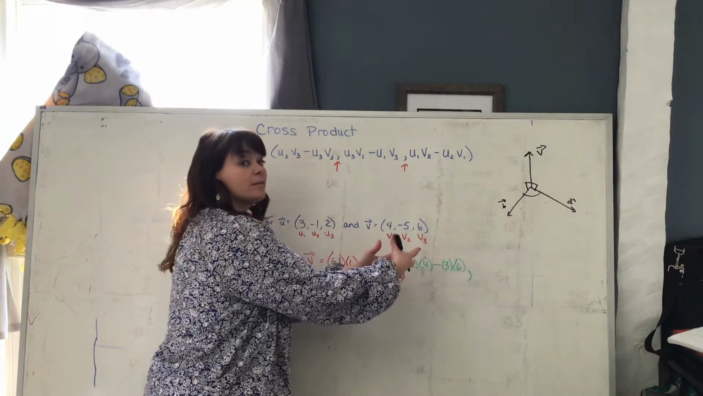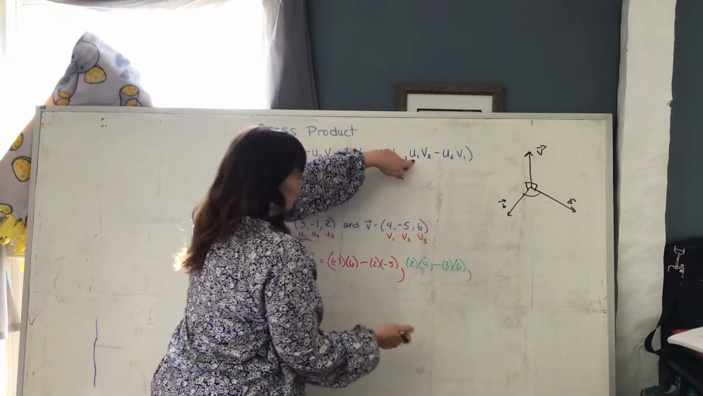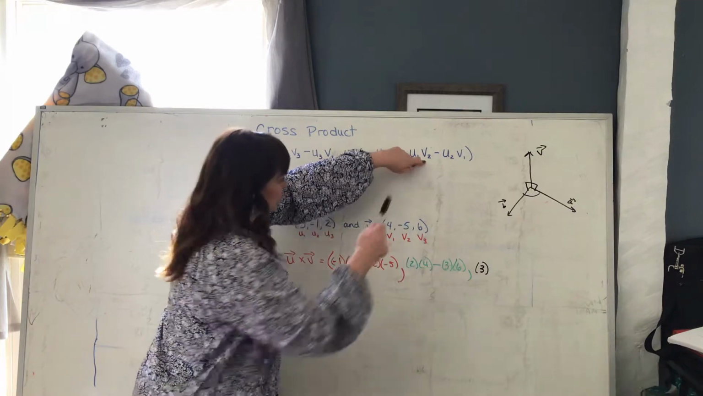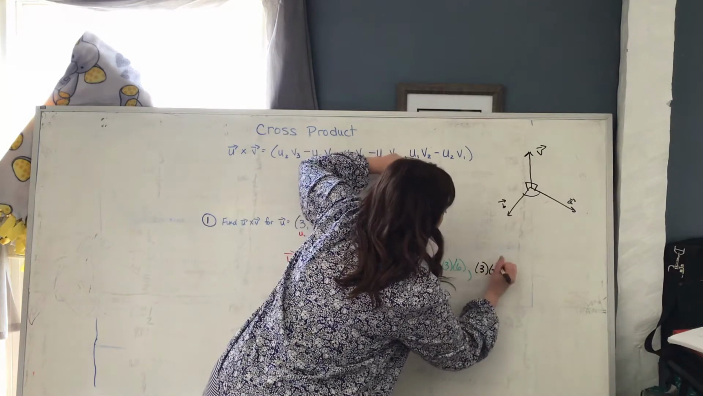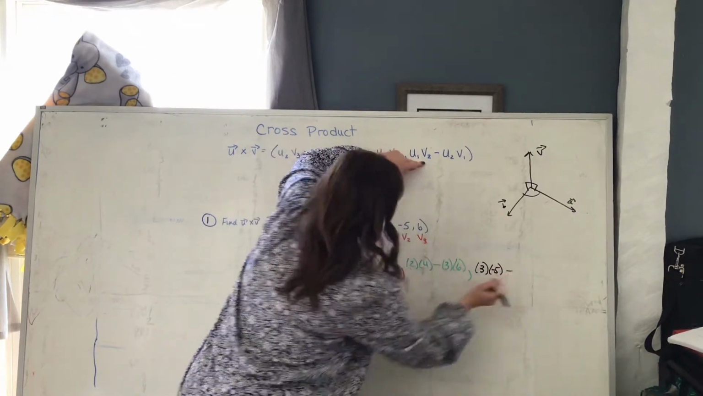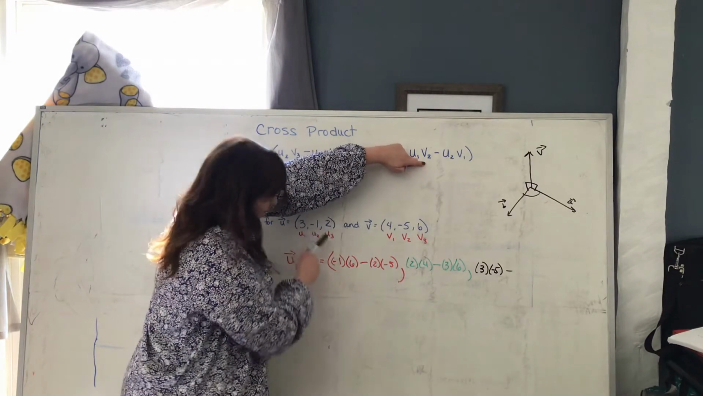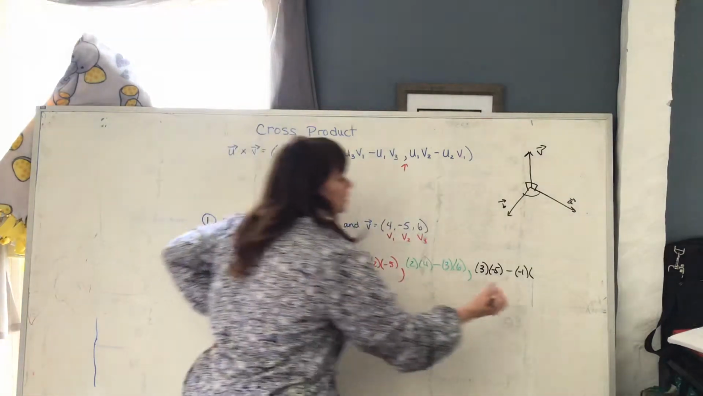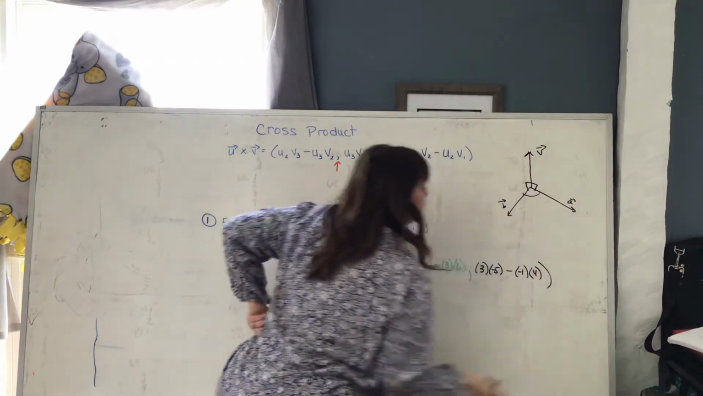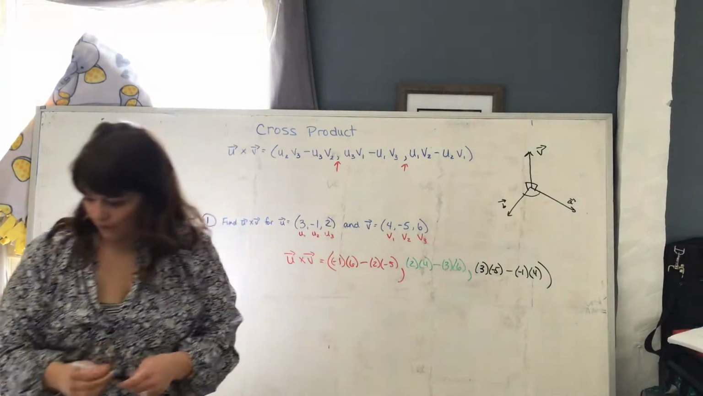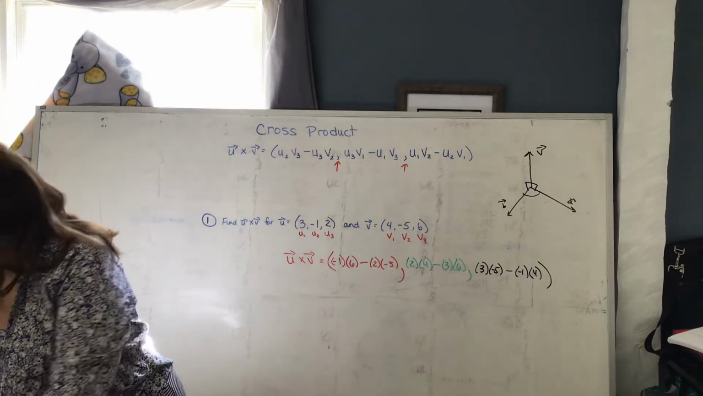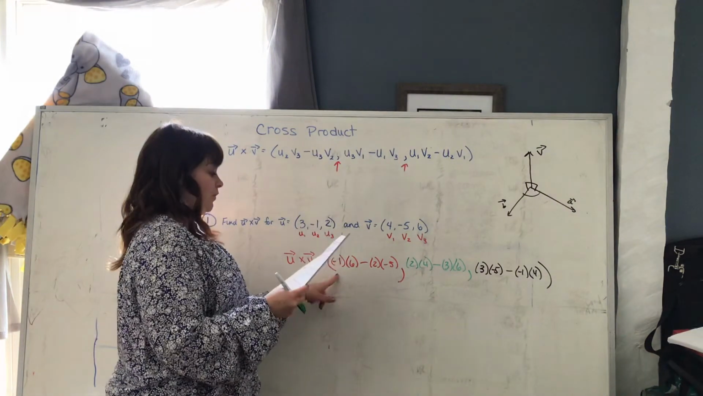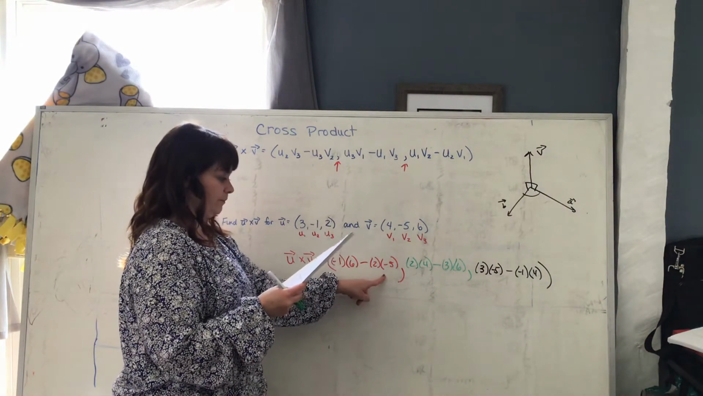What I have in green there is going to be the y value of that vector. Then U1, 3, times V2, negative 5, minus U2, negative 1, times V1, 4. Okay, then you do the calculations. You calculate while I just look to make sure I plugged in correctly from what I have on my paper.